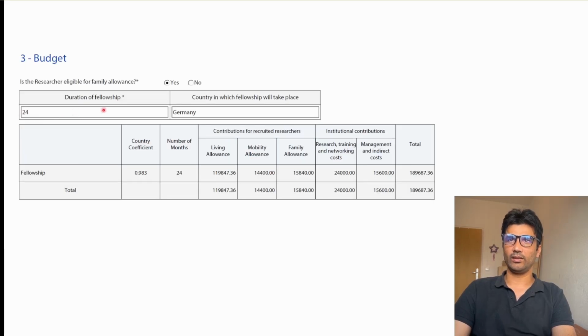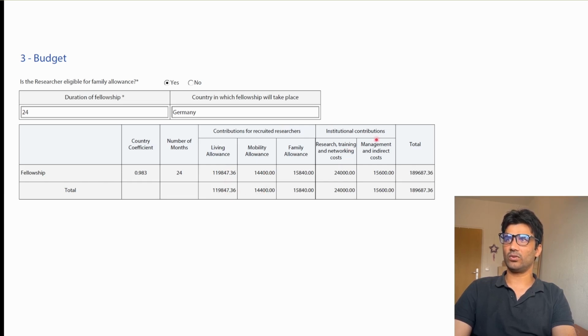So for me, I added duration of fellowship 24 months, and the country where I will do my research. And I pressed yes, I have family. And so the family allowance was added for 24 months. I think they multiplied 24 by 660, and mobility allowance is 600 per month. And this is the living allowance.